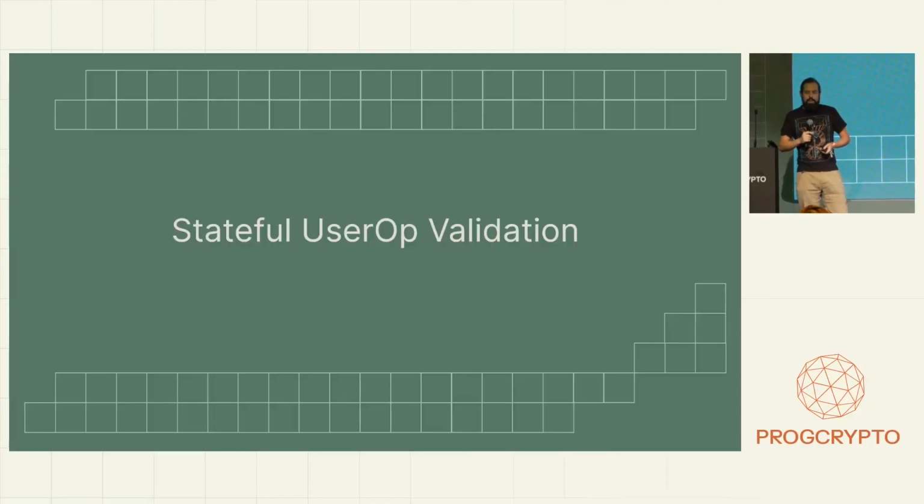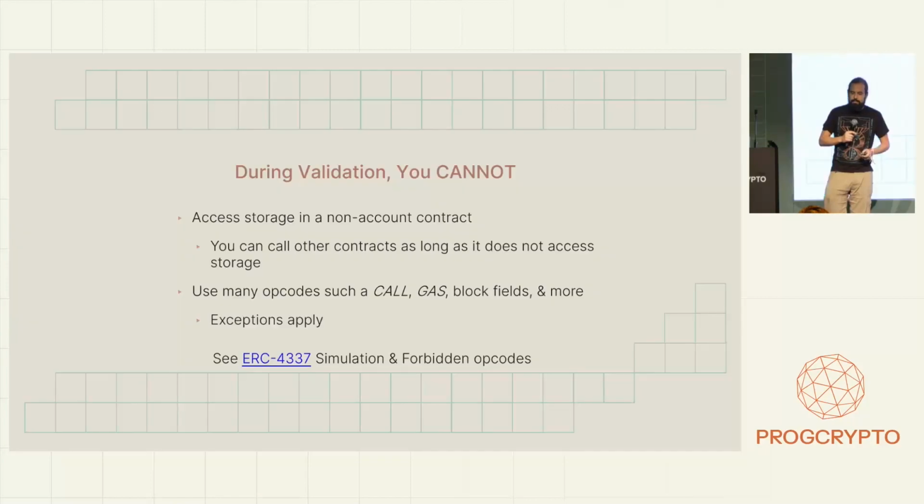And that takes us right into stateful user op validation. It turns out in 4337, during validation, you cannot do a lot of things. And one of the biggest ones is you cannot access storage that is outside of the account that you're validating for. You can still call to other contracts and other contract code, but you cannot access storage inside of those. There are also many opcodes, call opcodes, gas opcodes, and block properties, and many more that you cannot use inside of validation, and some exceptions apply.